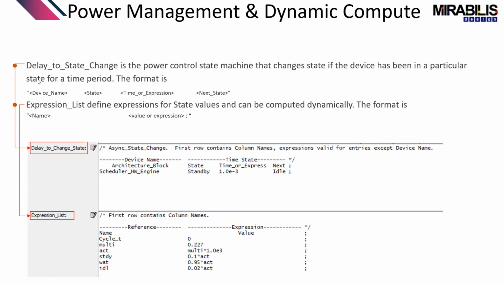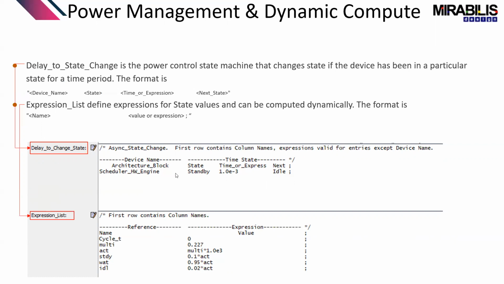Now we have the power management and the dynamic compute section. So this power management, or the delay to state change, is the power control state machine that changes state if the device has been in a particular state for a period of time. So this means that, let us consider this example here. Scheduler hardware engine standby 1.0 e minus 3 or 1 millisecond and idle. This means that if the scheduler hardware engine is in standby state for more than or equal to 1 millisecond, then we have to move or change the state of scheduler hardware engine to idle.